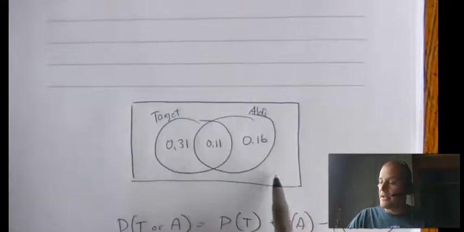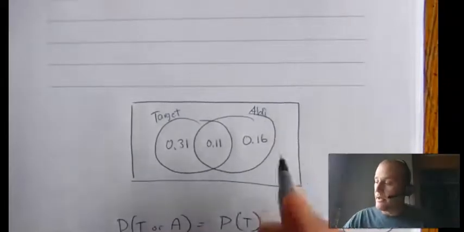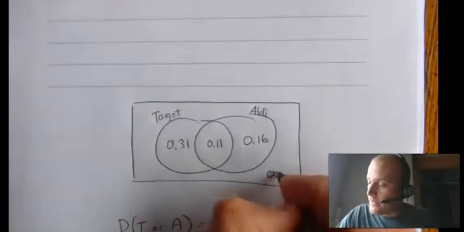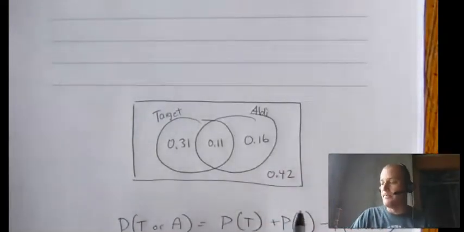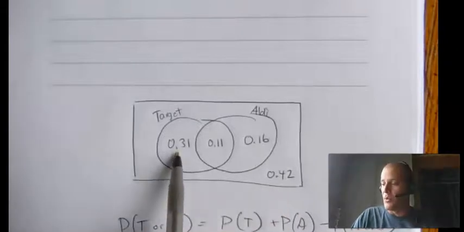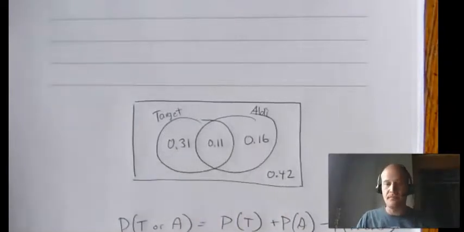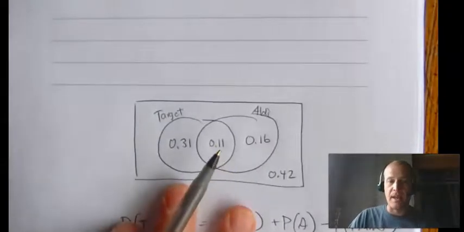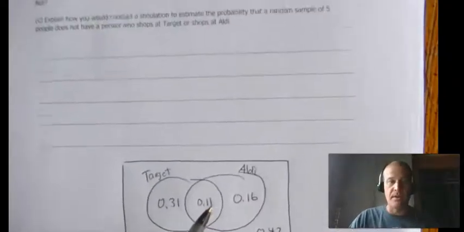And then outside is the people who don't shop anywhere. So that is 1 minus all of that, which is 42%. The 42% I'm getting from taking 1 minus 31, 11, and 16. And with this Venn diagram, I can answer all of these questions.